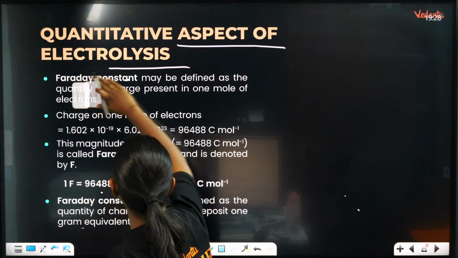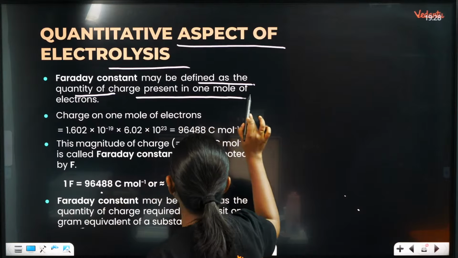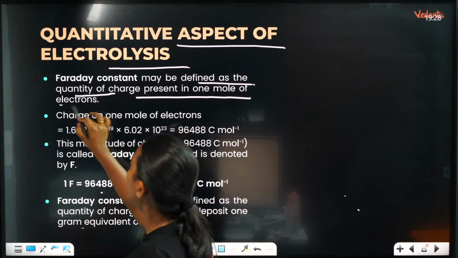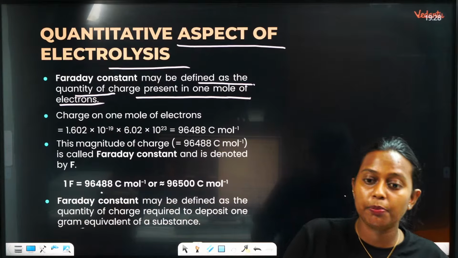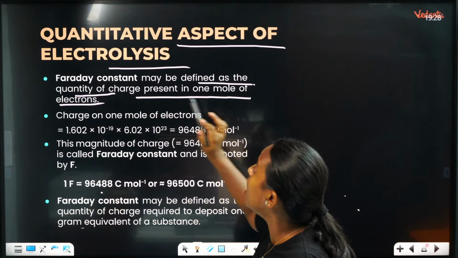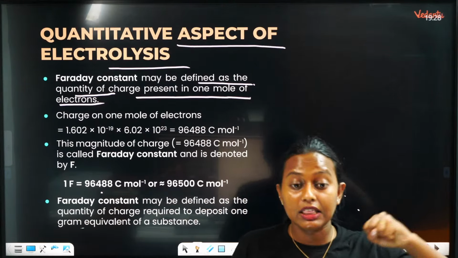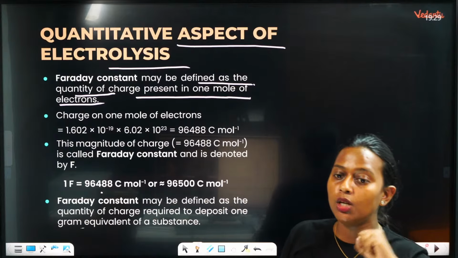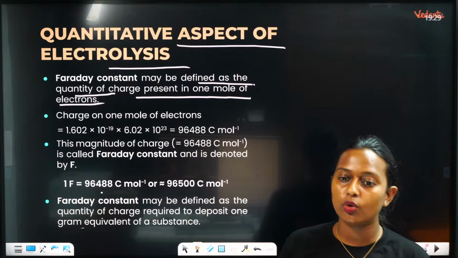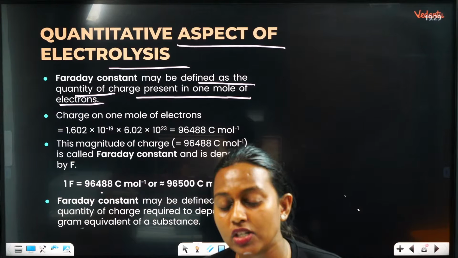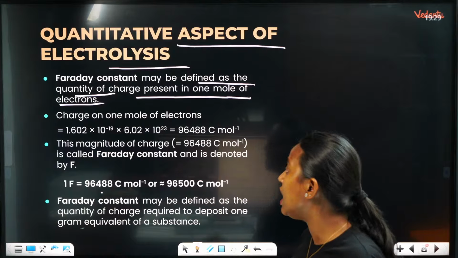Faraday's constant may be defined as the quantity of charge present in 1 mole of electrons. It is the charge required for 1 mole of electrons. The charge on 1 mole of electrons, that is actually Faraday's constant.